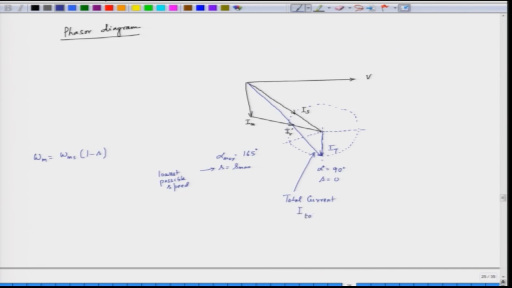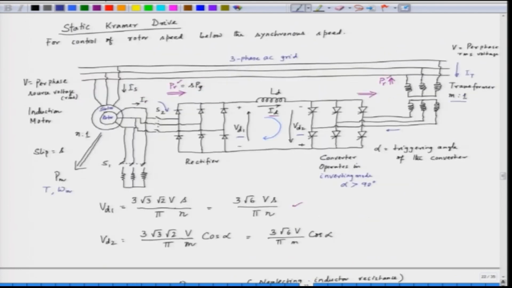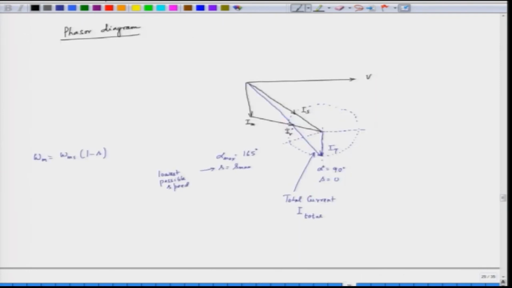Total. So, what is this I total? I total is a current which is flowing or being obtained from the grid. So, we have a grid here, the current which is obtained from the grid is I s plus I t. So, I total is equal to I s, the current drawn by the stator of the induction motor, plus the transformer current I t. So, this I total is having this value.